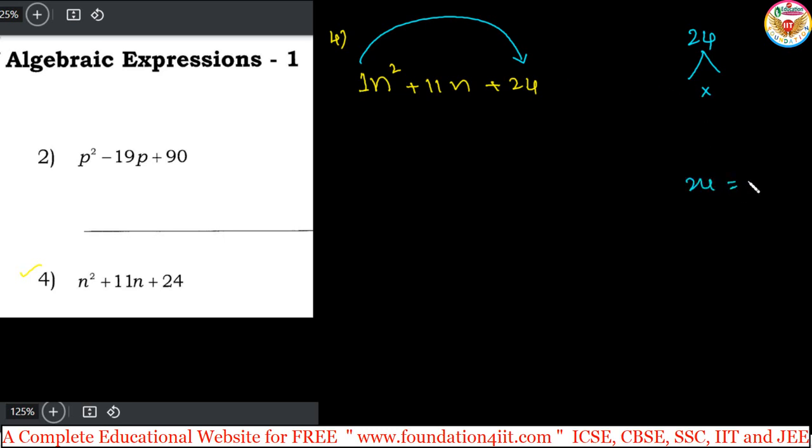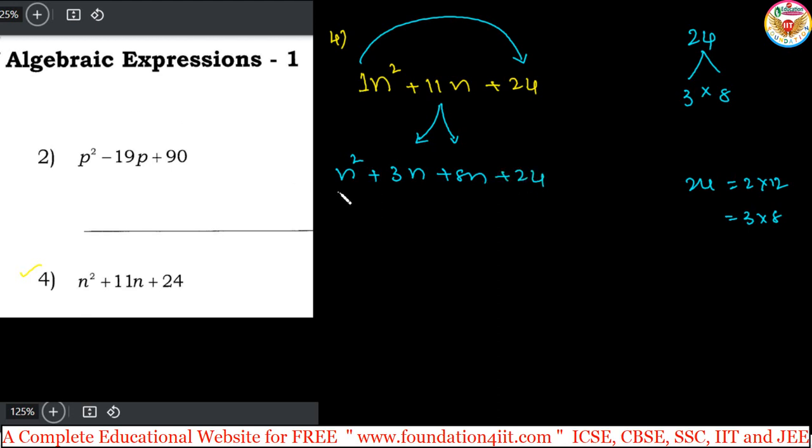Generally 24 means 2 times 12, but 2 plus 12 is not 11. Next, 3 times 8. Yes, 3 into 8 is 24, and 3 plus 8 is 11. So we are supposed to take only 3 and 8. When you multiply you get 24, and the same numbers added give 11, because 11n I am writing like 3n plus 8n. If you combine this, you will get 11n. So this is splitting the middle term. Now n square, and the last term 24 remains the same.